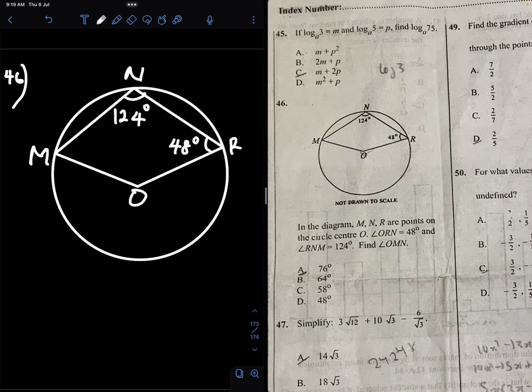In the diagram, M and R are points on the circle center O. That means O is the center of the circle. Angle ORN is equal to 48 degrees, and angle RNM is equal to 124 degrees, as shown in the diagram. Find angle OMN. That's a piece of cake. OMN is the angle we want to find. How do we find that OMN?